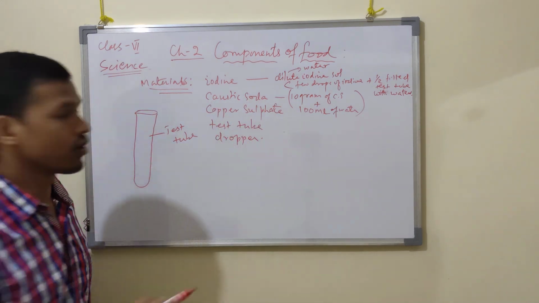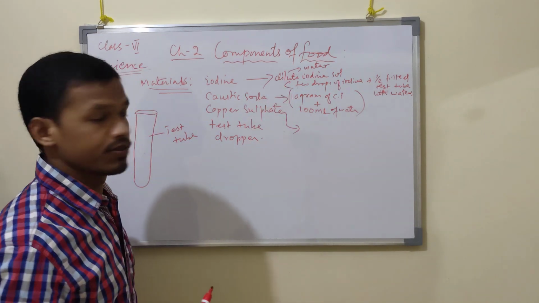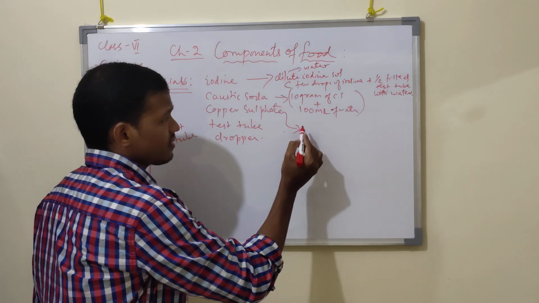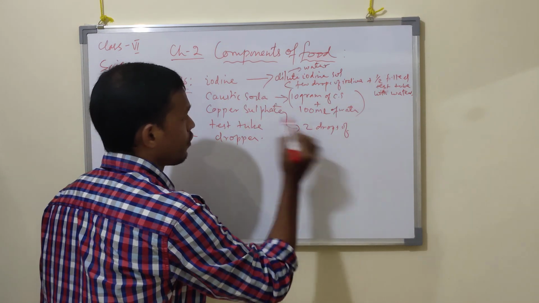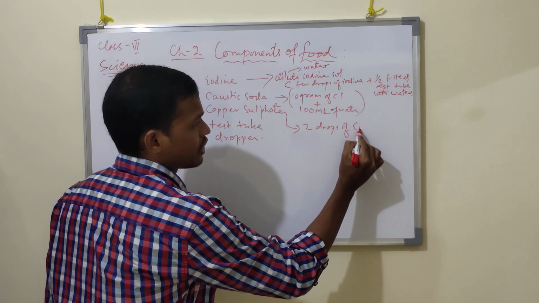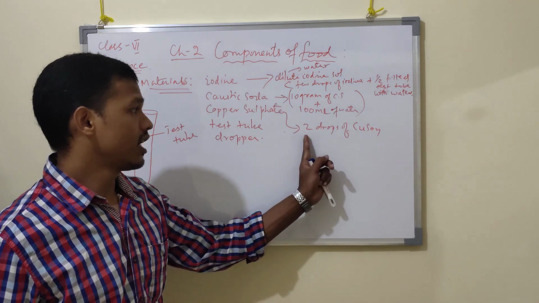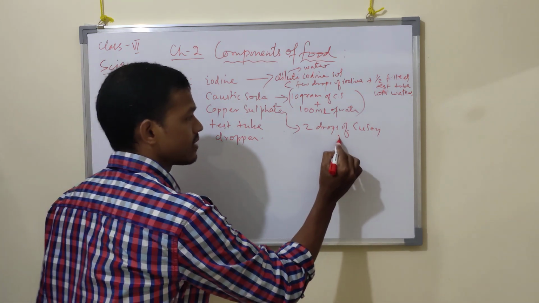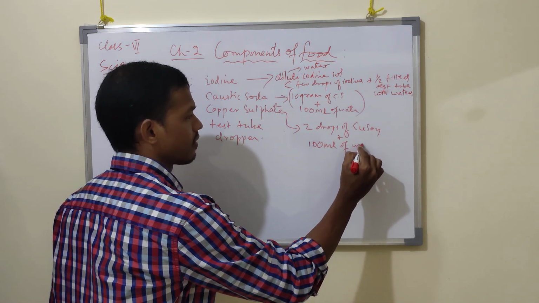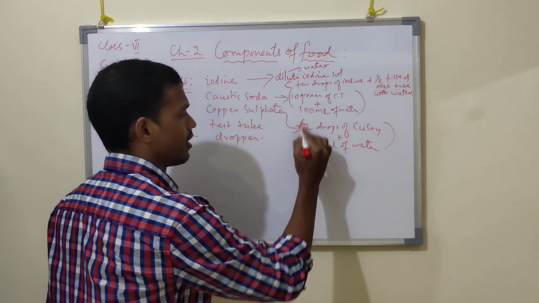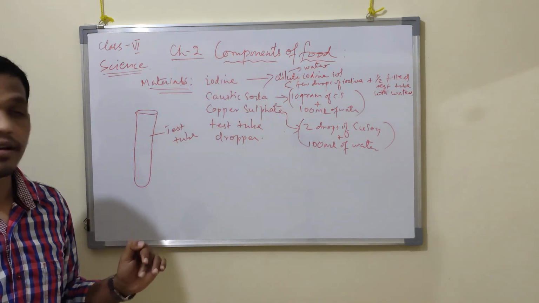What about copper sulfate? Copper sulfate is also prepared by taking 2 drops of copper sulfate. I can write it in chemical form as CuSO4. This is the chemical name of copper sulfate. Add 2 drops of copper sulfate plus 100 ml of water. This is how these solutions are prepared.